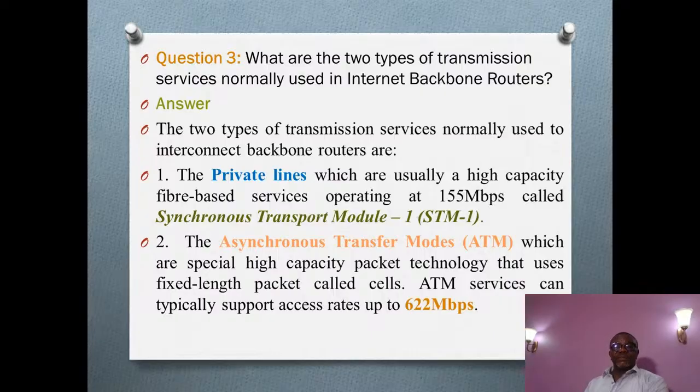Two is the asynchronous transfer mode, which are special high capacity packet technology that uses fixed length packet called cells. ATM services can typically support access rates up to 622 Mbps, megabits per second.